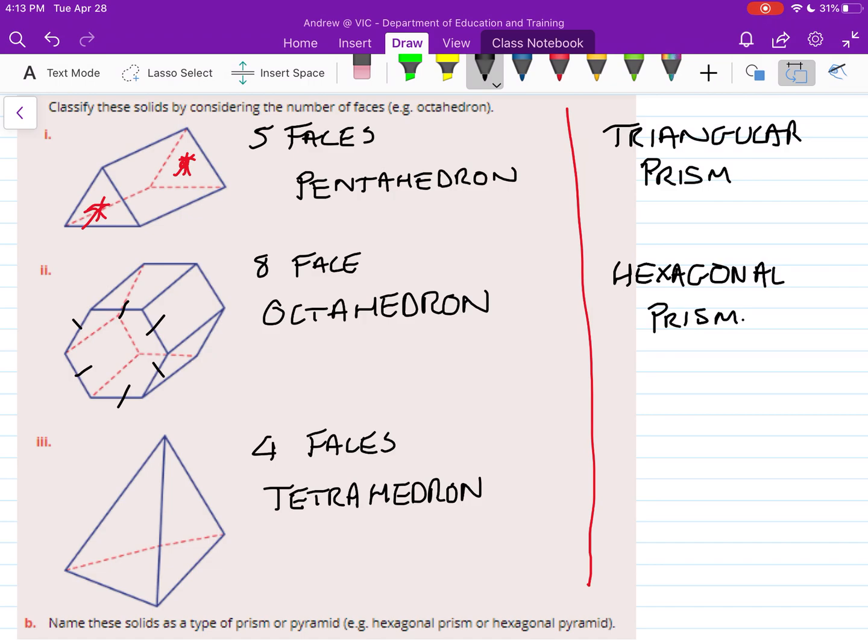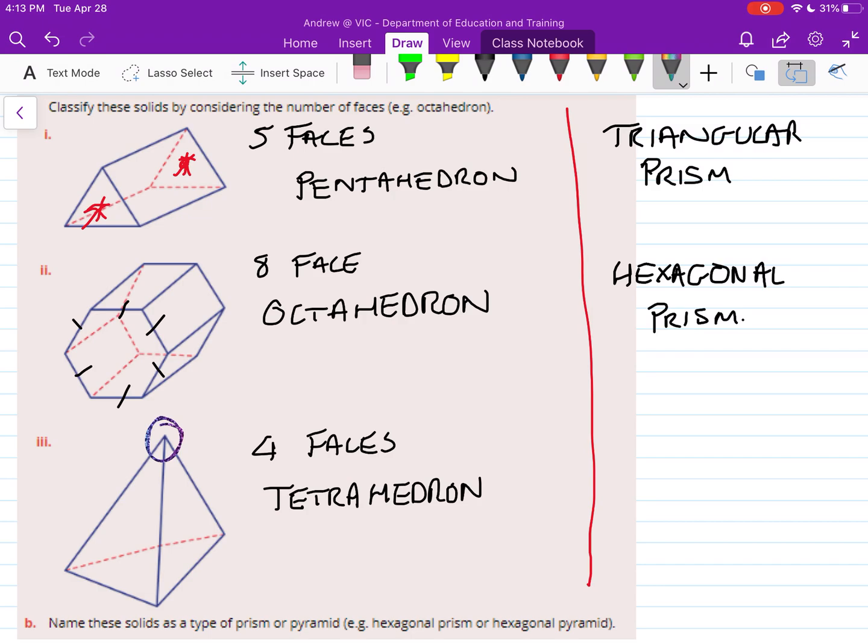So lastly, we're going to be looking at this, and hopefully you can already see this, but this one isn't a prism, this is our type of pyramid. We have the one base and they all meet at an apex at one point. So this is how you identify your pyramids. Okay, so they all meet at this point or apex at the top.